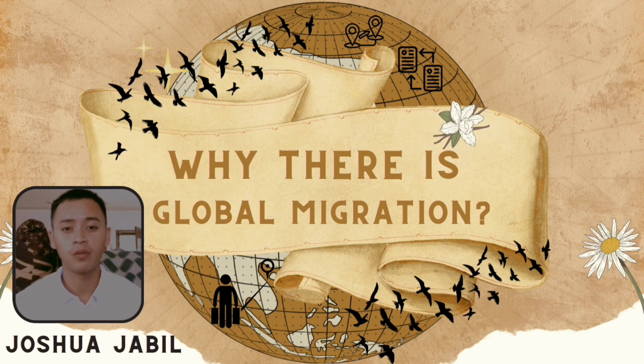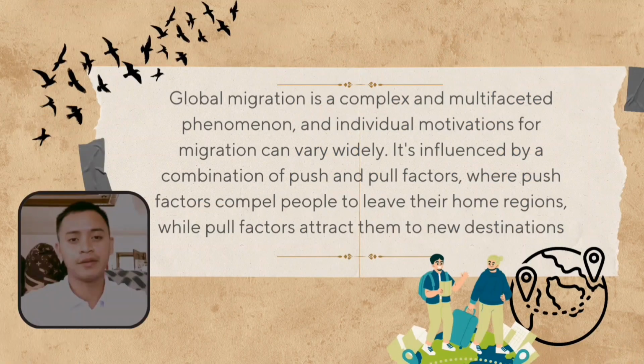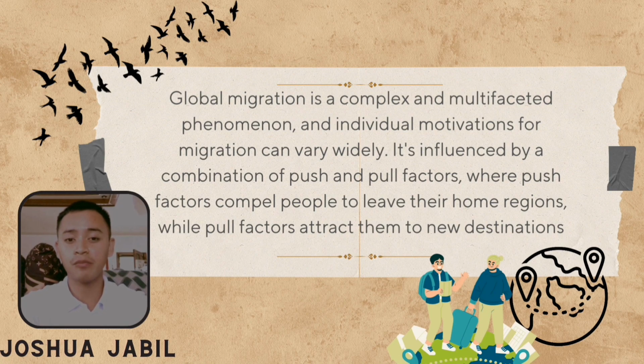So let's talk about why there is global migration. Let me explain. Global migration is a complex and multifaceted phenomenon, and individual motivations for migration can vary widely. It's influenced by a combination of push and pull factors, where push factors compel people to leave their home regions, while pull factors attract them to new destinations.